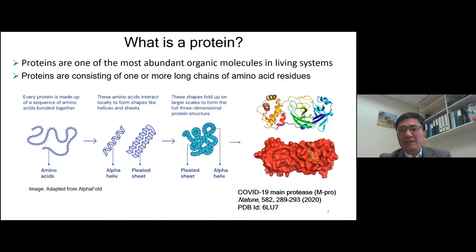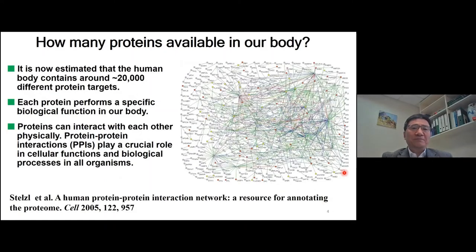And then the stick model represents how the drug binds to the main proteins. Okay, and I'm sure we heard about how to really kill the virus infection. In human bodies, especially after human genome sequencing, we know we have over 20,000 different protein targets. Each protein performs a specific function in our body, and importantly, proteins can interact with each other physically.